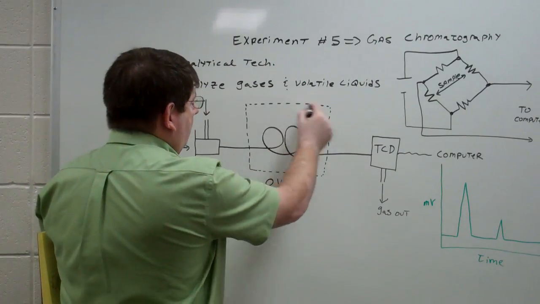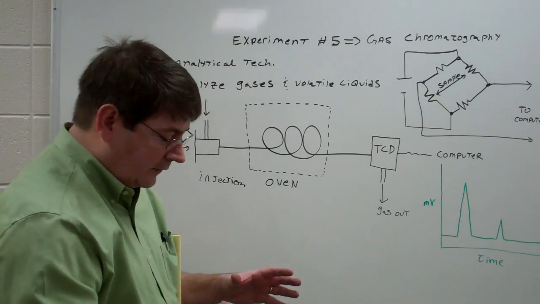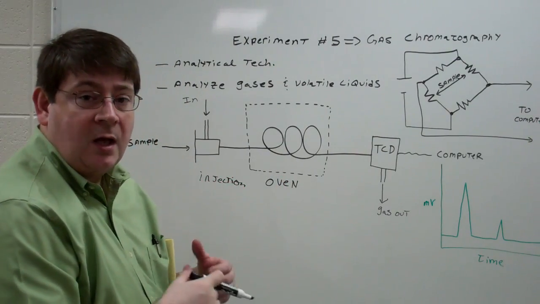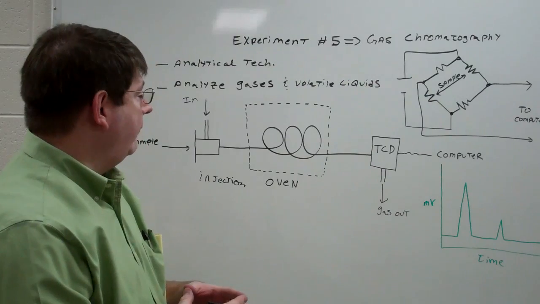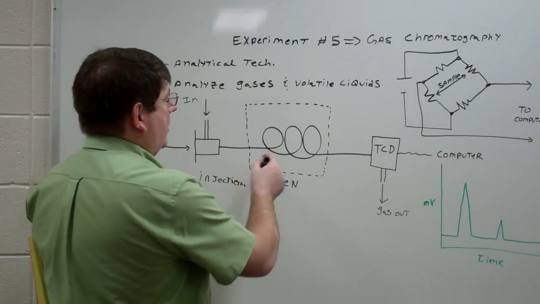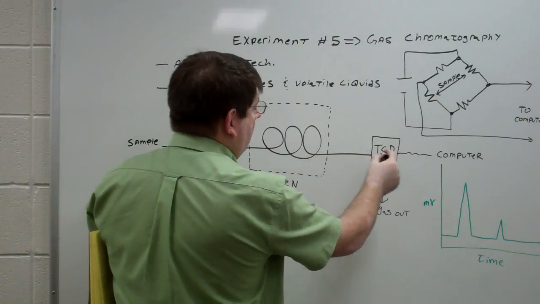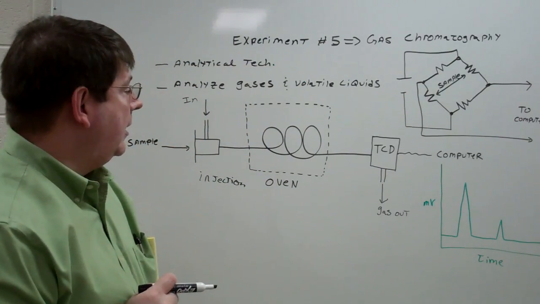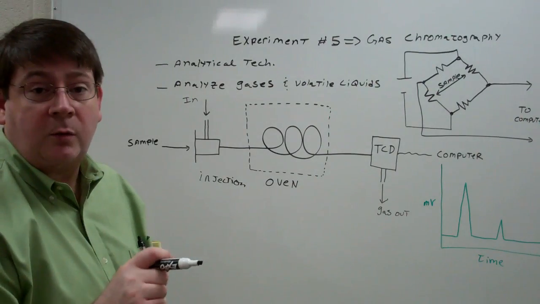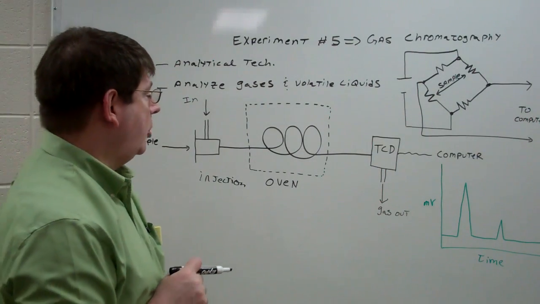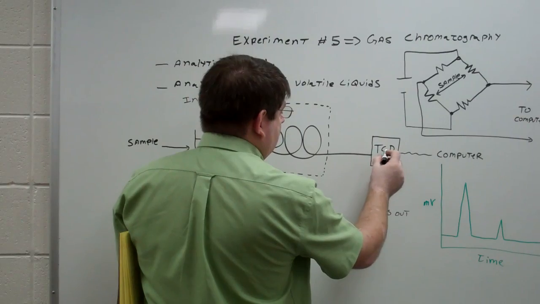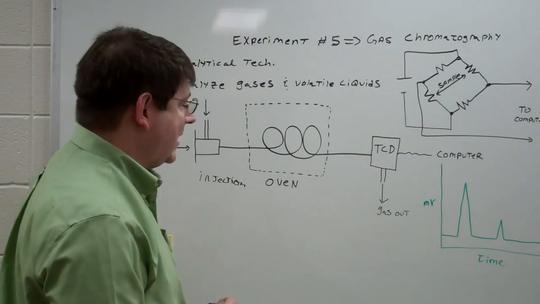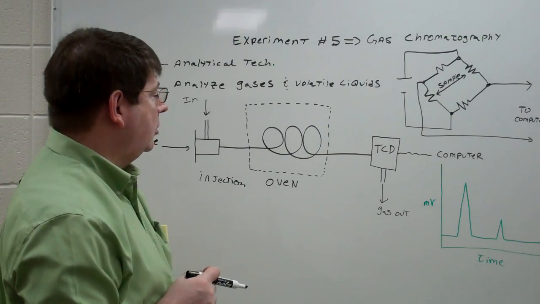This column is located within an oven, so it's a physical oven. It's got a heating element in it, and it keeps the column at a specific set temperature that allows all of our liquids basically to be above their boiling point. And as the separated liquids come out of the column, they go into what's known as a TCD, or thermal conductivity detector. That allows us to get a signal into the computer that we can look at and interpret. And once the sample comes into the TCD, the carrier gas and the sample come out the gas outlet out the side of the GC into the room.